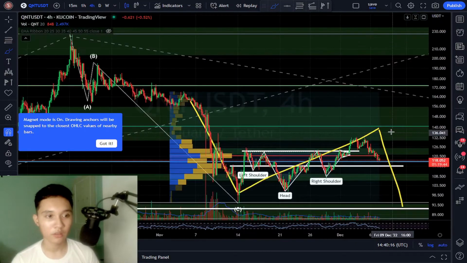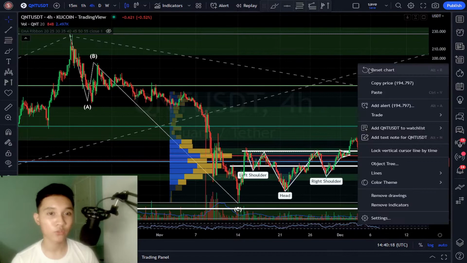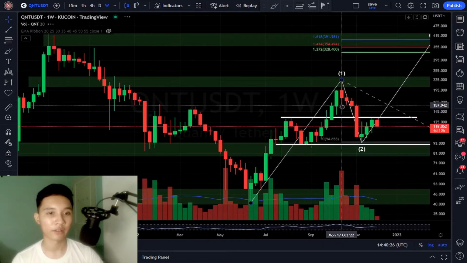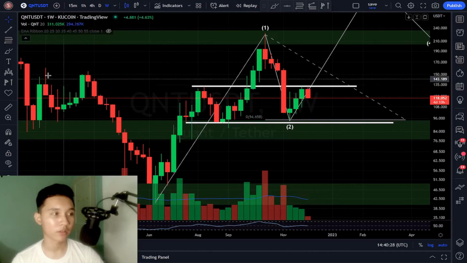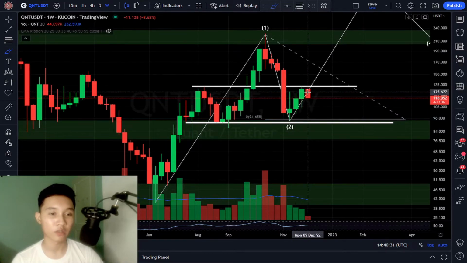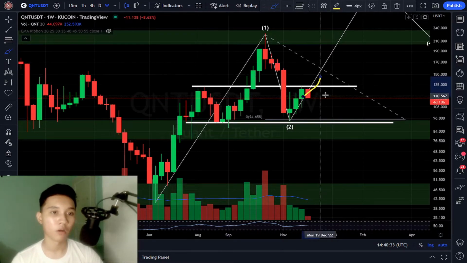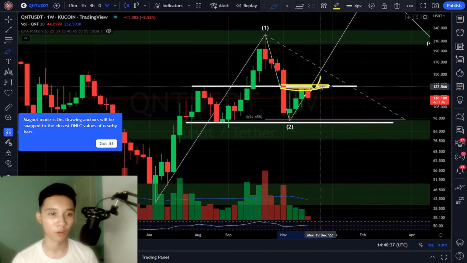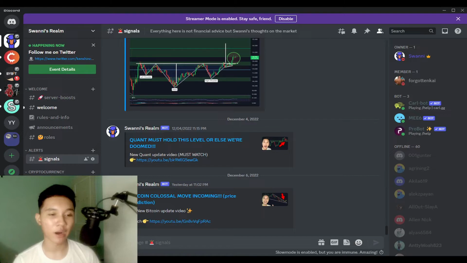But yeah, stay cautious right now, most especially in the weekly time frame, because it looks like Quant may be forming this head and shoulders pattern, but it will be invalidated once we have an immediate break above this level right here at $131.